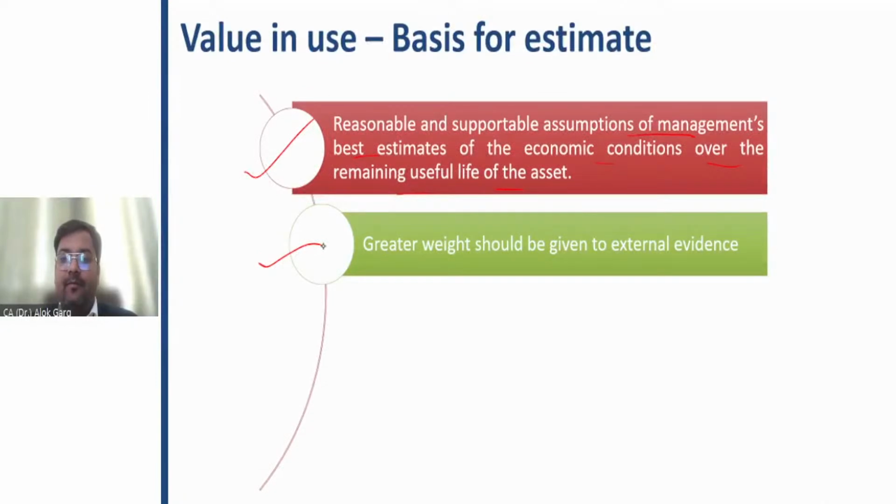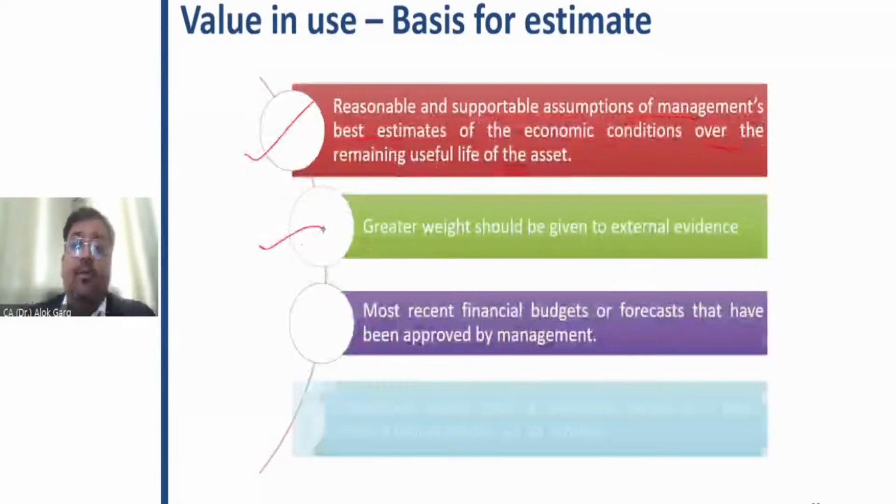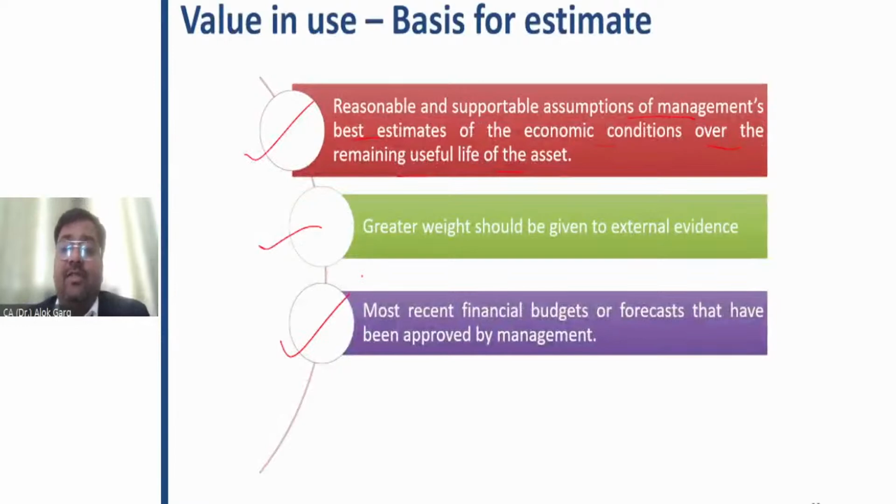Is it clear? Okay. The most recent financial budget or forecast that has been approved by the management. Every company is preparing their AOP, annual operating plans, right? Or future forecasts. Many companies are preparing these future forecast financial budgets on an annual basis. So even this is written in the standard that whenever you are talking about estimation of future cash flow, you have to rely on the most recent financial budget or forecast, which is approved by the management, which is approved by the board, right?